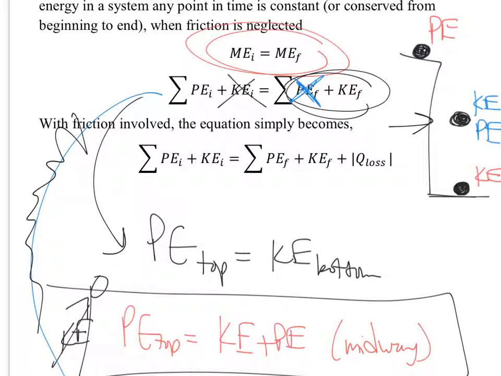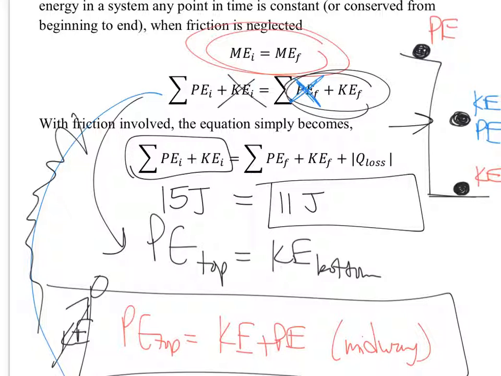So again, with friction involved, this overall equation, which is really the sum of potential and kinetic, becomes this. You lose energy. So think about it. If the energy in the beginning is 15 joules, that goes on this side right here. And then the energy at the end, let's say there's only 11 joules of energy. Well, what must Q loss be then? Anybody? 4? What must Q loss be, Frank? 4? Yeah. Okay, that's all you have to think about.